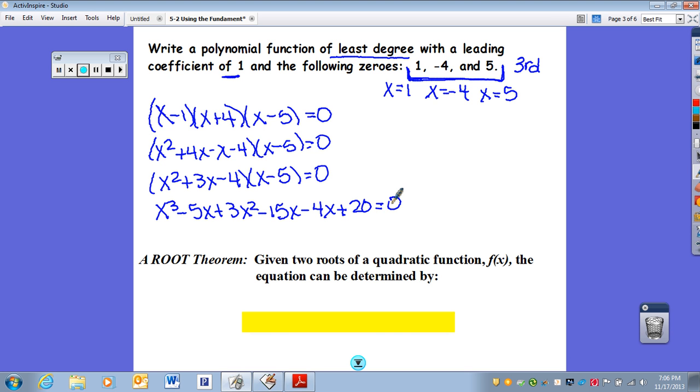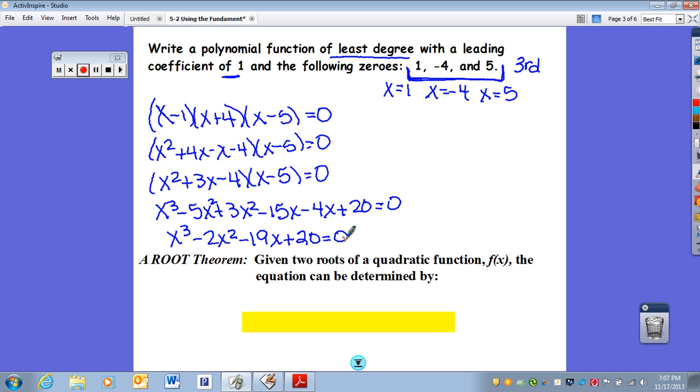to 0. And combining like terms, I have x cubed minus 2x squared minus 19x plus 20 is equal to 0. And that will be my polynomial function having zeros or solutions of 1, -4, and 5. Now, that takes a little while to multiply all that out.